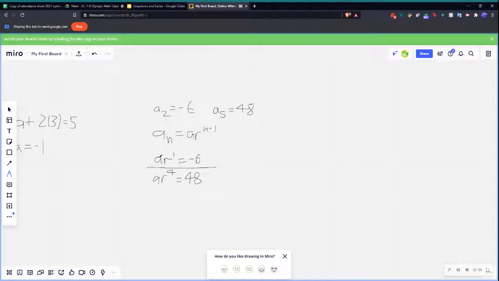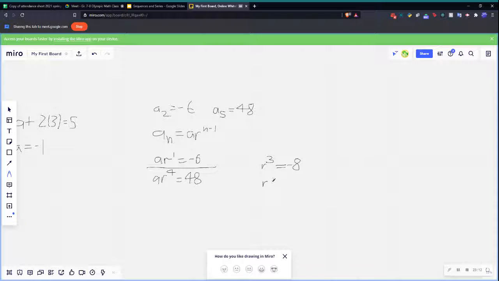So we're dividing a by a. That will leave you with 1. a divided by a gives you 1, so we can ignore that. r to the exponent 4 divided by r to the 1 would just be r cubed. Because you just subtract the exponents, that's what you do. If you're dividing r to the 4 by r to the 1, you subtract the exponents to get r cubed. And then you divide 48 by negative 6. That will give you negative 8. 48 divided by negative 6 is negative 8.